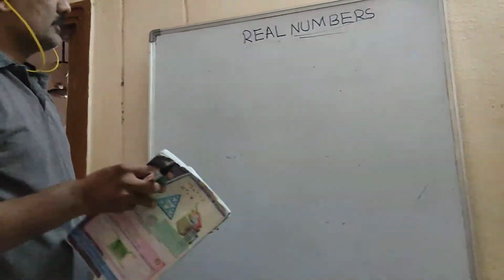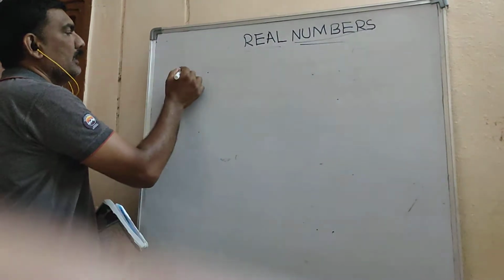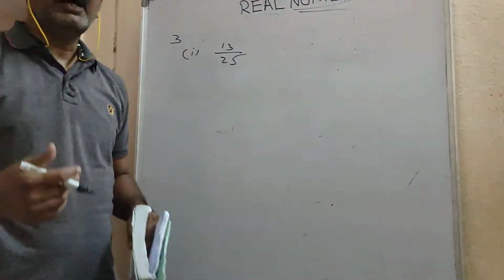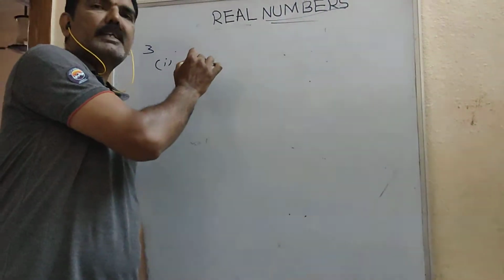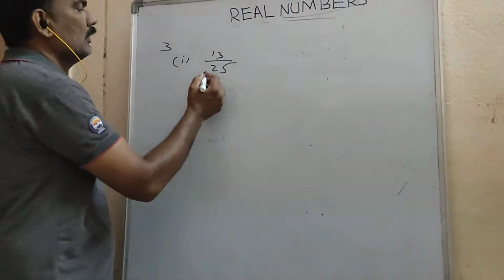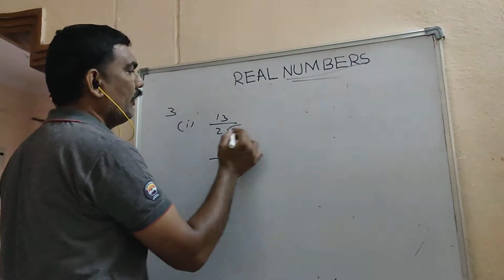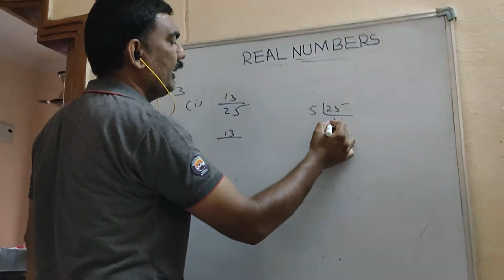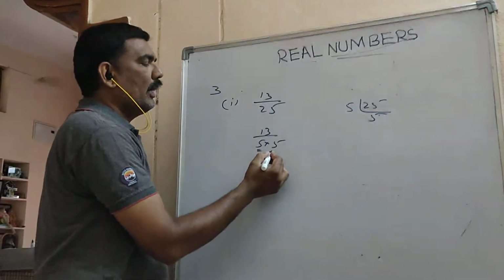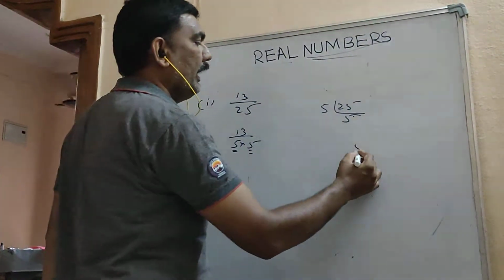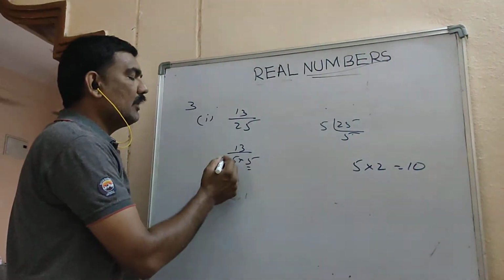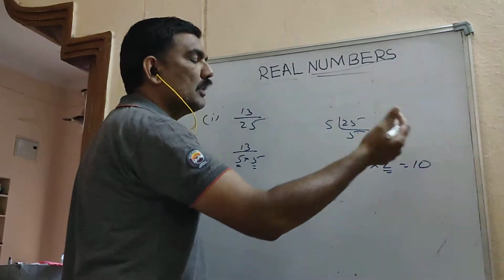Example, the first question is 13 by 25. What you have to do is express this into decimal form. 13 as it is, 25 prime factorization, you can write 5 into 5. So here you are seeing two 5s. 5 multiplied by 2, you are getting 10. So two 5s are there. What is missed means two 2s are missed.